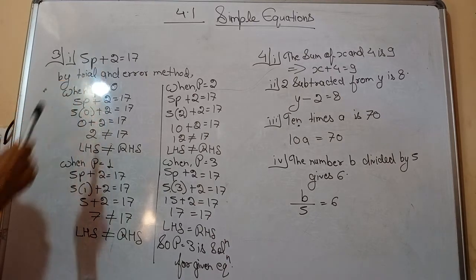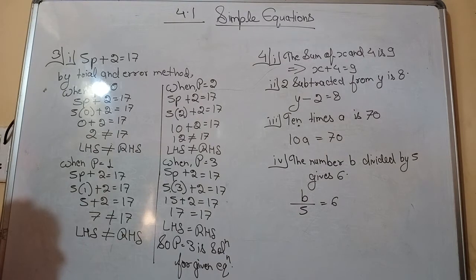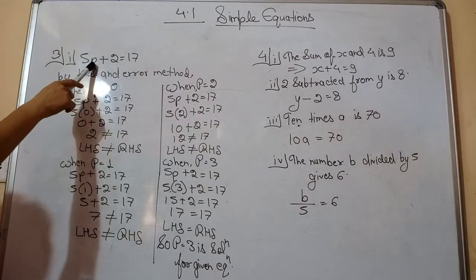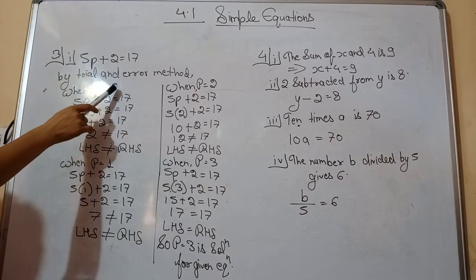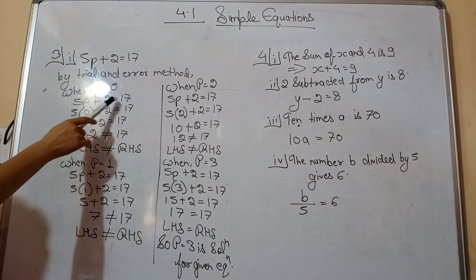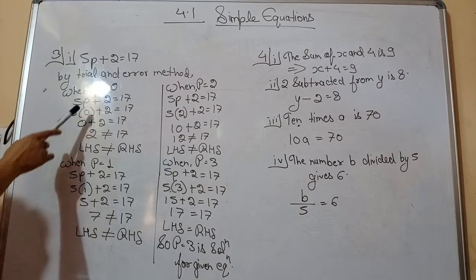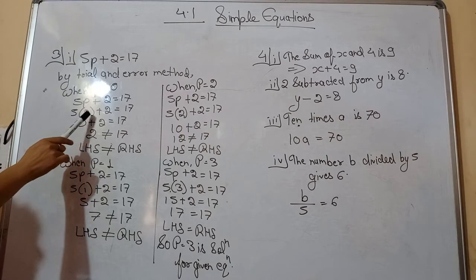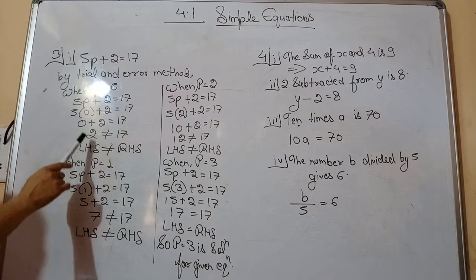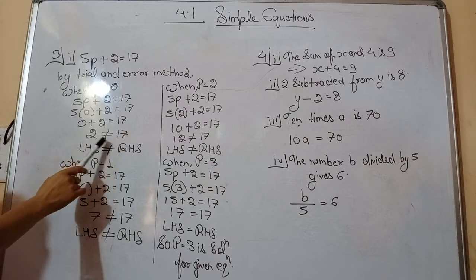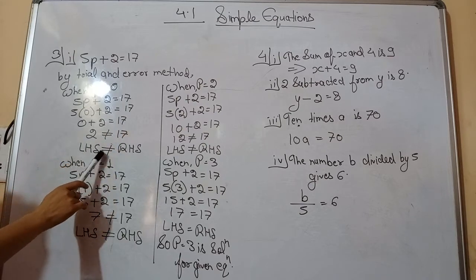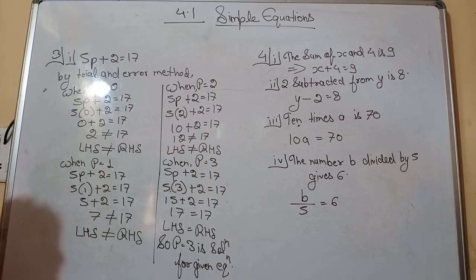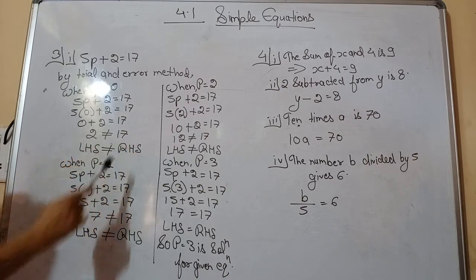So what is the variable? Again I am repeating, variable means all the alphabets and constant means all the numbers. Here the variable is p. So let us place p equals 0. So 5p plus 2 equal to 17. This is our equation. So in place of p we put 0 according to the trial and error method. So 5 into 0 plus 2 equal to 17. 5 zeros are 0, plus 2 equal to 17. 0 plus 2 is 2, and 17. 2 is not equal to 17. LHS is not equal to RHS. LHS means left hand side, RHS means right hand side.